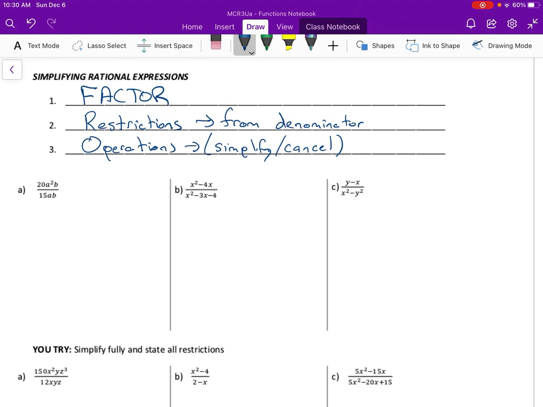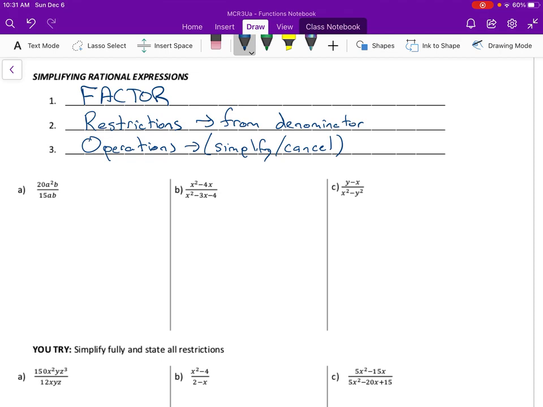Okay, let's try a few here, and then I'm going to get you to try some. So the first one here, just like what we were trying above, only now we're also going to state restrictions. Right off the start, just to reiterate, there is only one term in the numerator and only one term in the denominator. Everything's being multiplied or divided. And so we don't have to factor here. You can't factor, there's not more than one term. And so the first thing we should do is state what the restrictions are.